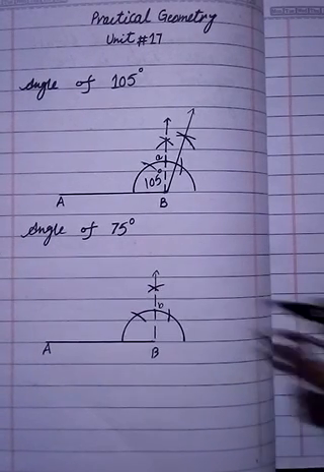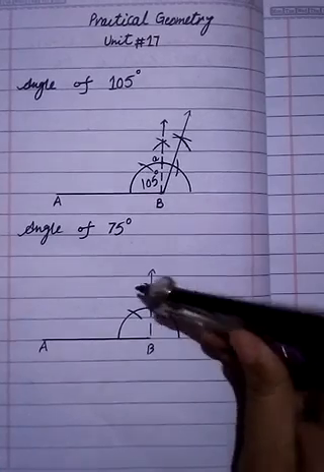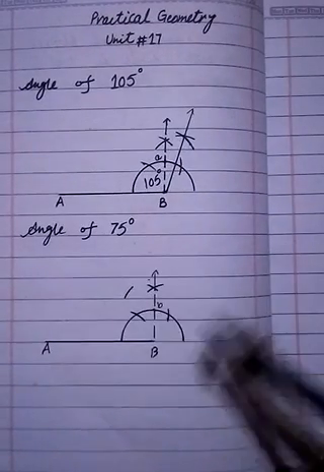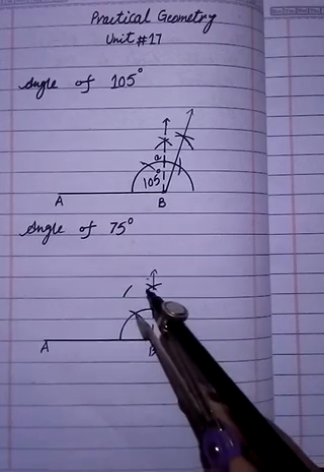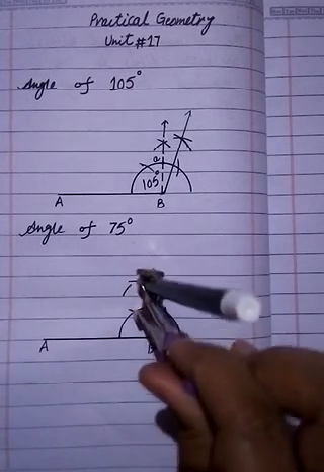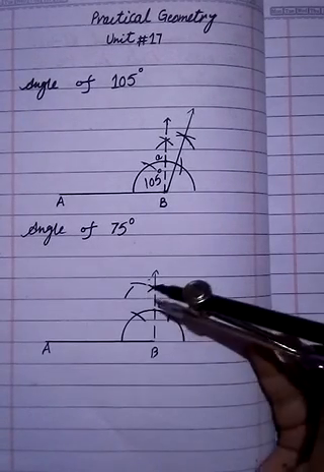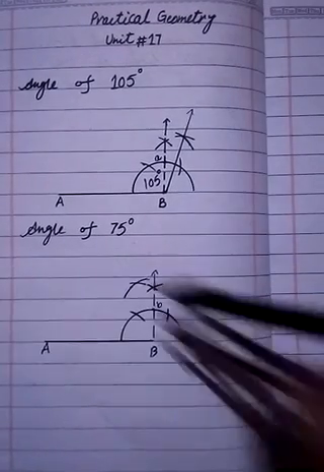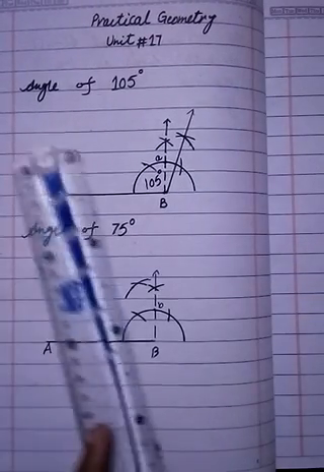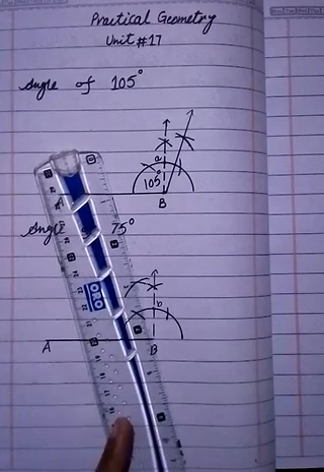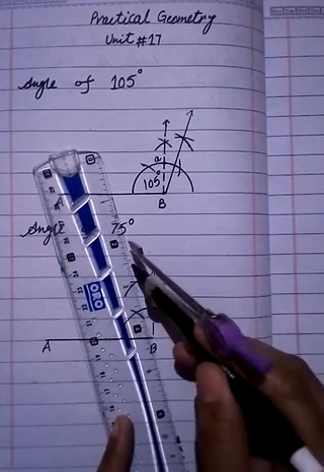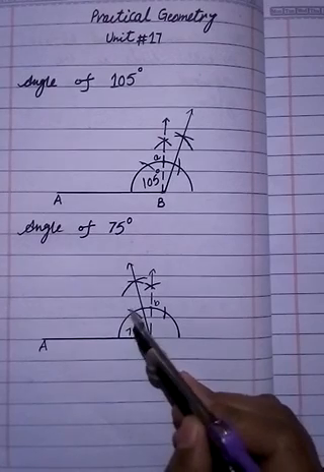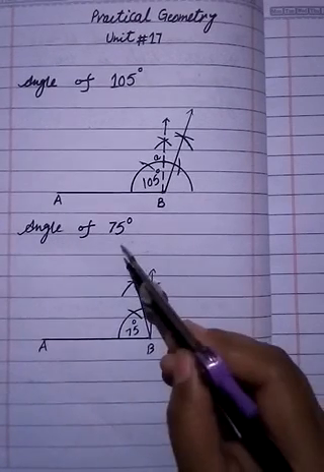Now, put the compass at b. Now, draw the first arc. Now, put the compass at 60 degree and draw the second arc. Now you have to extend this line at 90 degree like this. Now you have to join the intersection point of these two arcs with B point. Now that is the angle of 75 degree.